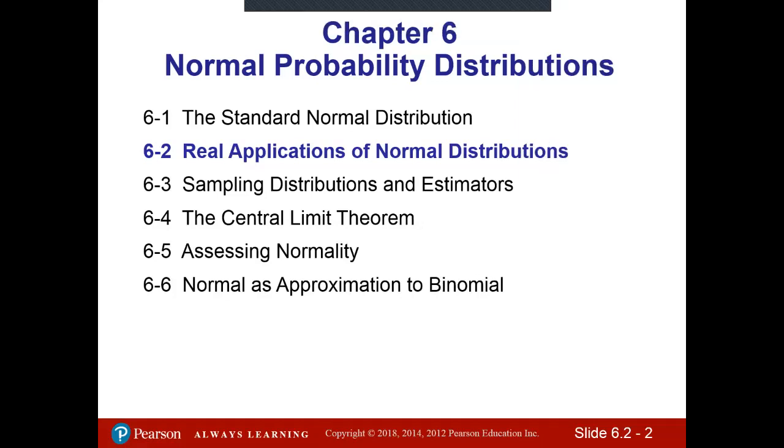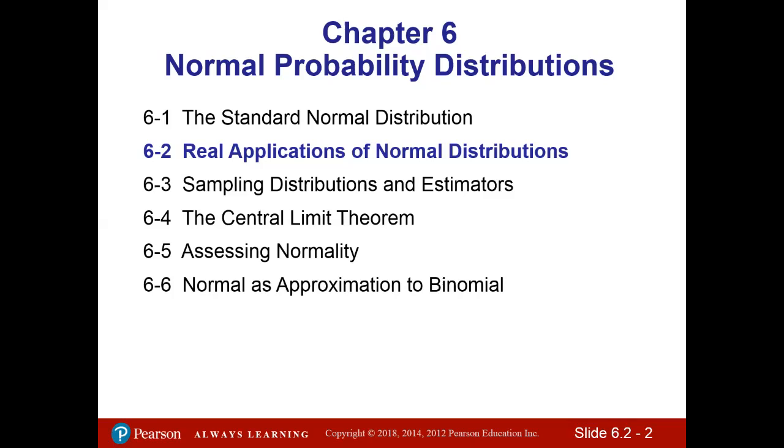Now we're going to apply what we learned from section 6.1, that is finding the area under the standard normal using the table or StatCrunch. So we're going to go straight into the applications of that. And like I said, it's very important to get these concepts down because we're going to use them in the subsequent chapters that follow this chapter 6.